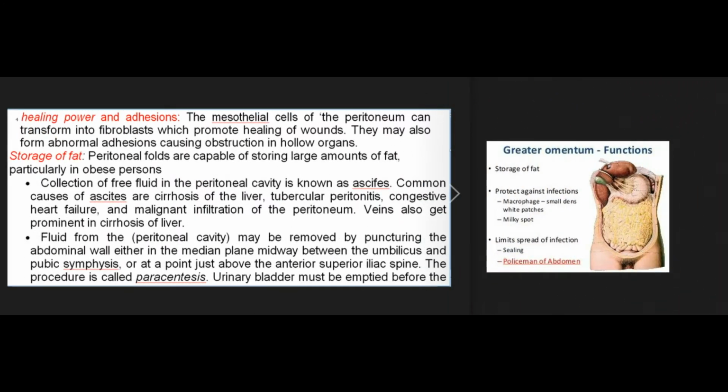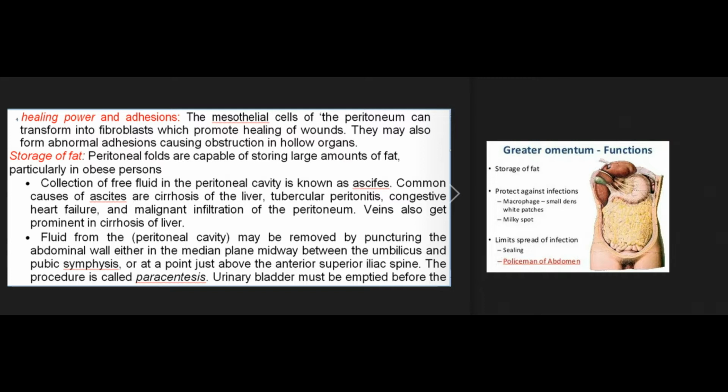4. Healing power and adhesions. The mesothelial cells of the peritoneum can transform into fibroblasts which promote healing of wounds. They may also form abnormal adhesions causing obstruction in hollow organs. 5. Storage of fat. Peritoneal folds are capable of storing large amounts of fat, particularly in obese persons. Collection of free fluid in the peritoneal cavity is known as ascites.